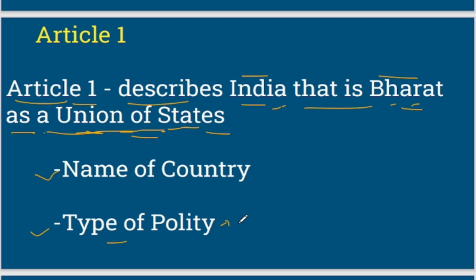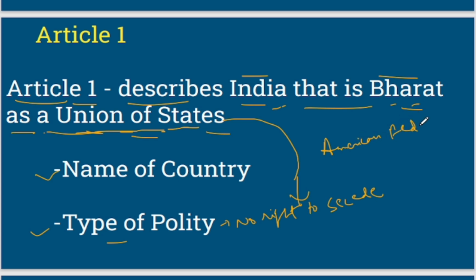So, no right to secede in the Union of States. But if you are talking about the American Federation, the states have the right to secede. Just for knowledge purposes, in the American Federation, states have the right to secede. This is the difference between the Indian Federation and the American Federation. Very important. Now let's move to the next slide.